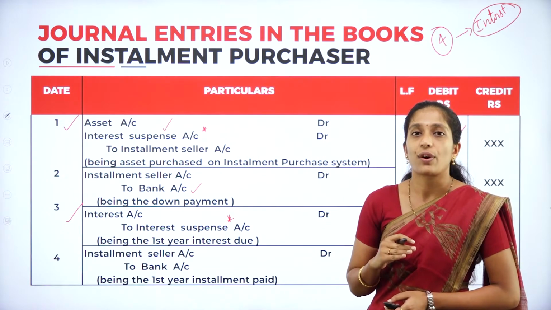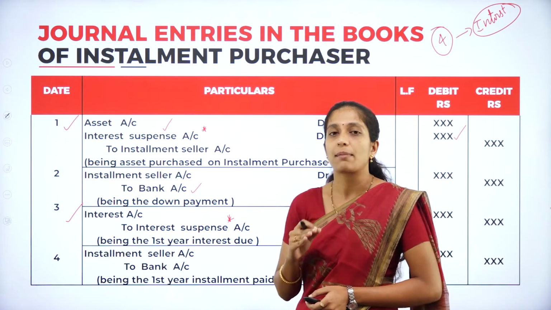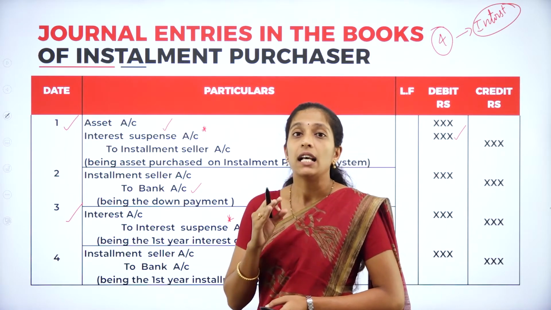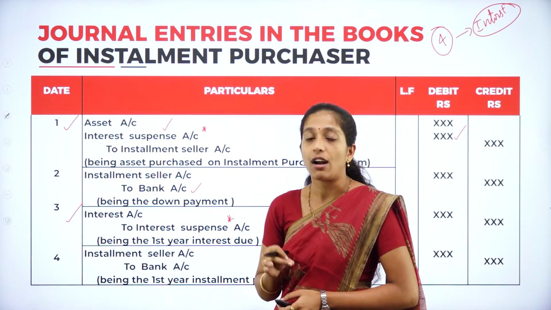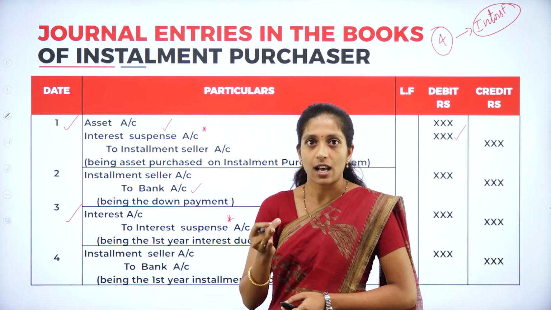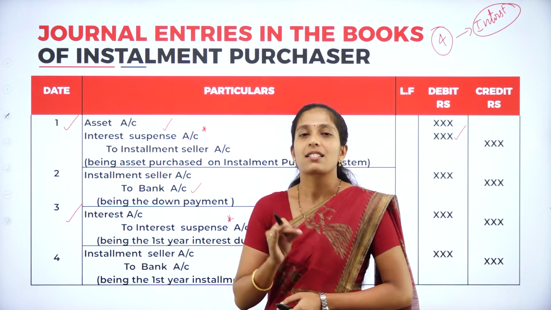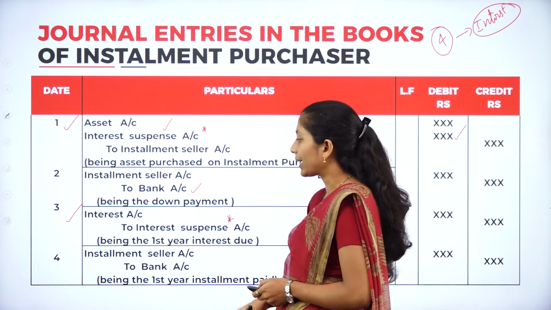And the second entry is for what? That is down payment: installment seller account debit to bank account. The third entry is for interest due: interest account debit to interest suspense account. The fourth entry is for installment paid. So what is the entry? Installment seller account debit to bank account.